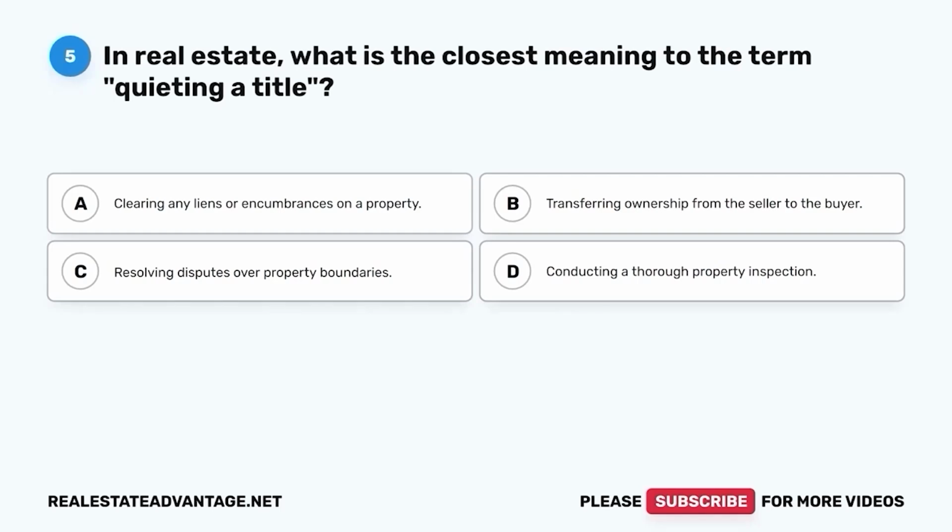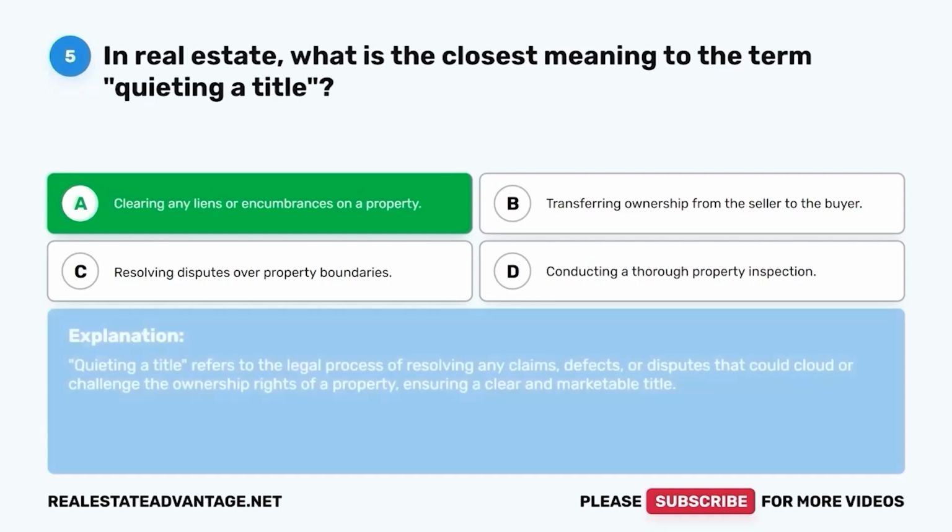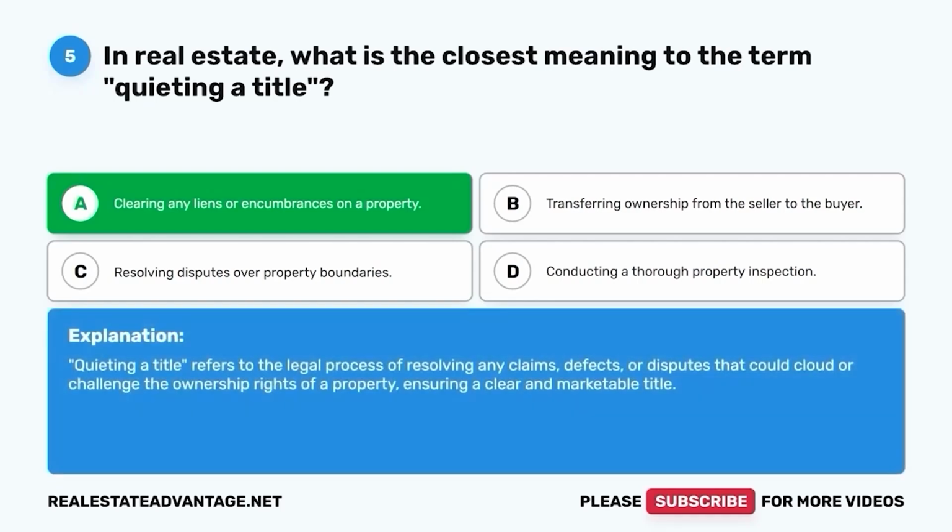A. Clearing any liens or encumbrances on a property. B. Transferring ownership from the seller to the buyer. C. Resolving disputes over property boundaries. D. Conducting a thorough property inspection. The correct answer is A. Clearing any liens or encumbrances on a property. Quieting a title refers to the legal process of resolving any claims, defects, or disputes that could cloud or challenge the ownership rights of a property, ensuring a clear and marketable title.